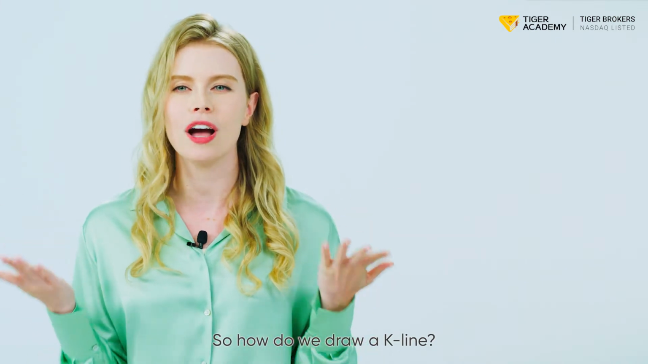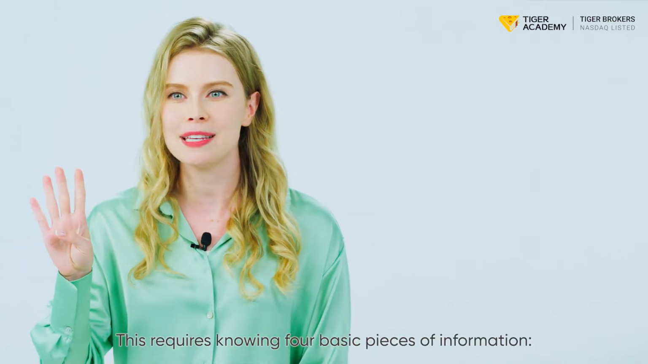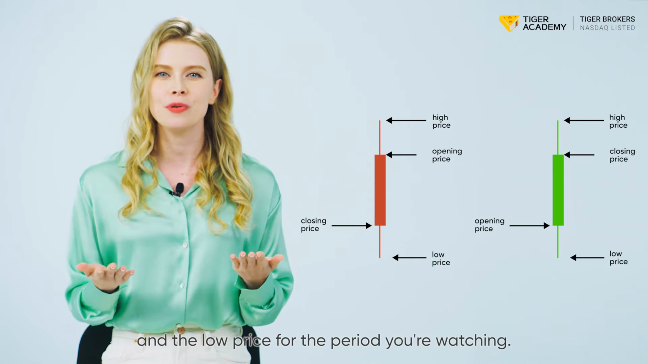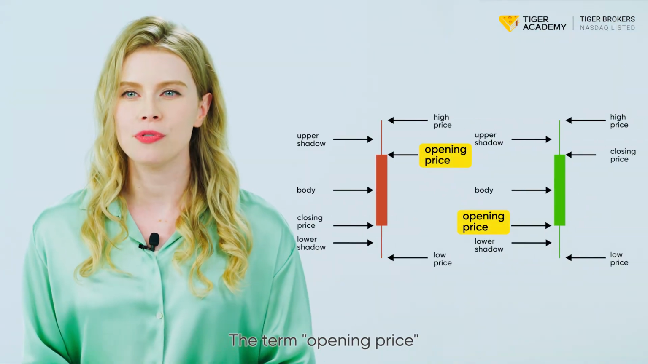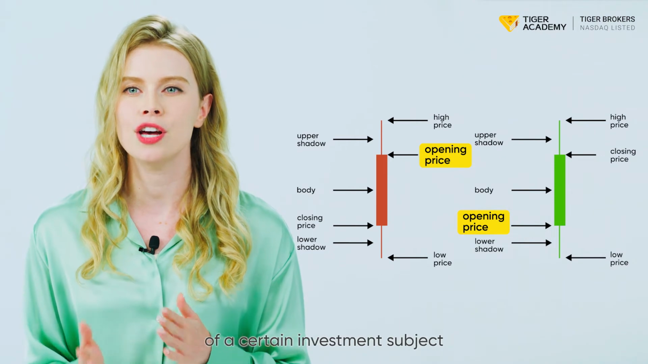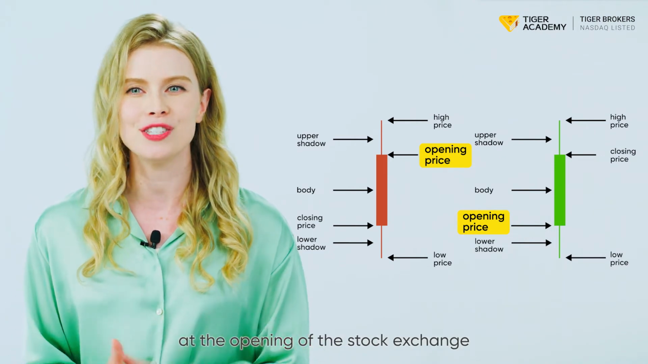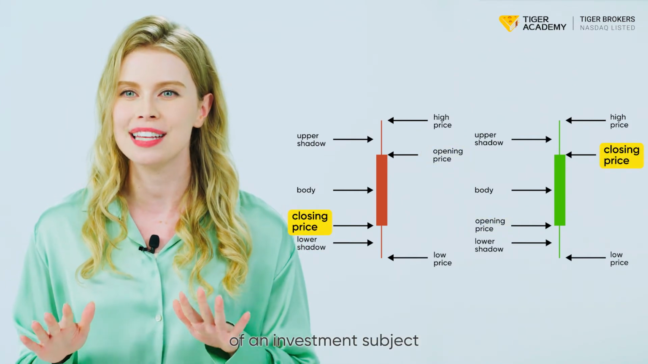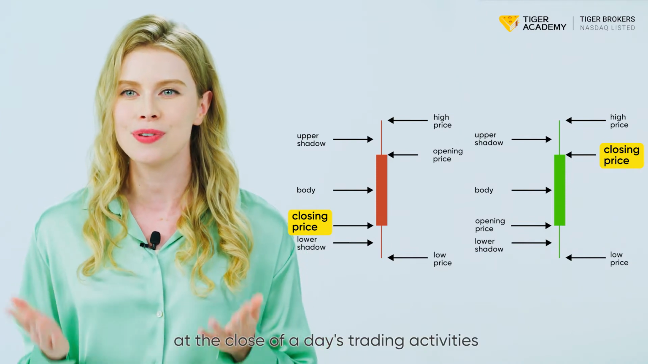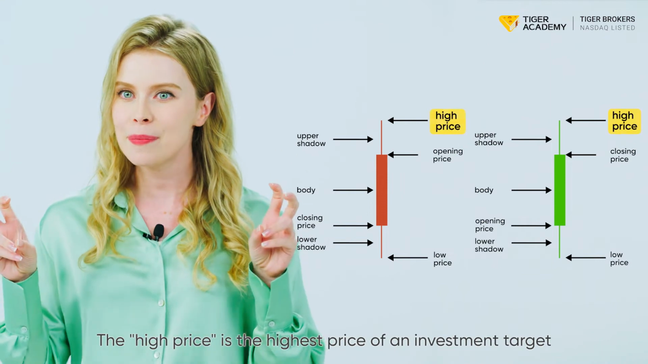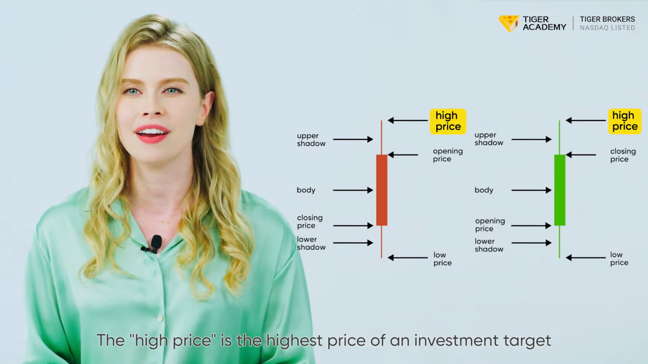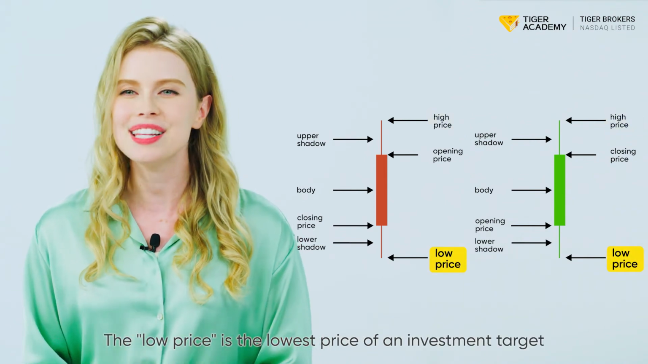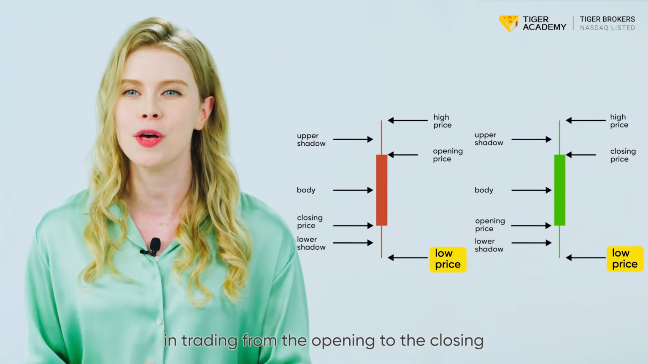So how do we draw a K-line? This requires knowing 4 basic pieces of information: the opening price, the closing price, the high price, and the low price for the period you're watching. The term opening price refers to the price of the first transaction of a certain investment subject at the opening of the stock exchange on a particular trading day. Closing price refers to the last transaction price of an investment subject at the close of a day's trading activities on the stock exchange. The high price is the highest price of an investment target in trading from the opening to the closing of a particular trading day. The low price is the lowest price of an investment target in trading from the opening to the closing of a particular trading day.